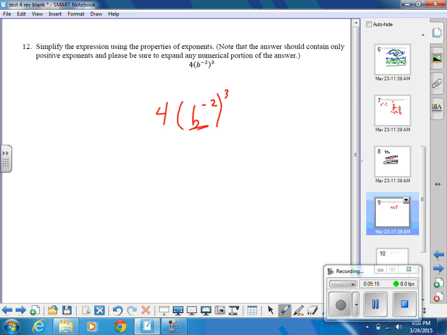So I'm going to make this positive. I know it's the negative 2, which means it's 1 over b squared. This goes to the third power. Now, this third power is not applied to the 4. This and this do not go together, okay? It just goes inside the parentheses here. So I'm going to go ahead and raise this to the third power.